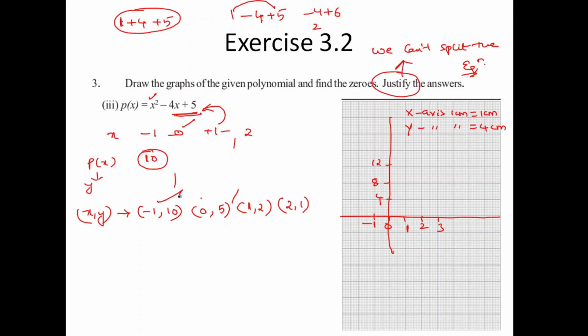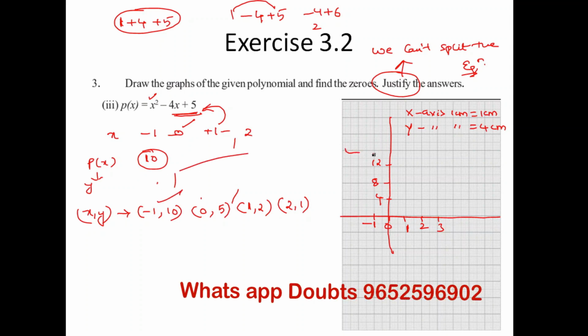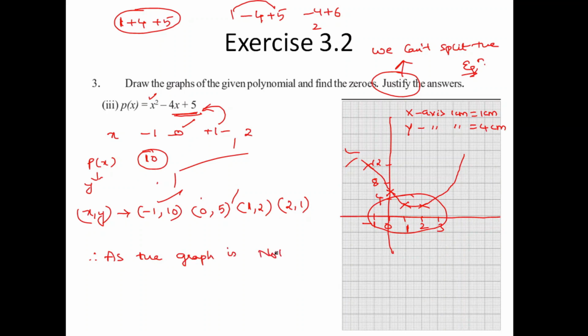So let us do the first one now. -1 comma 10 would be kept somewhere over here. 0 comma 5 would be somewhere over here. 1 comma 2 is somewhere over here. 2 comma 1 is again somewhere over here, right? Looking at this, the value is moving up and it rises. If you continue, it will keep rising. It is not intersecting the x-axis. Therefore, I can write the conclusion as: the graph is not intersecting.